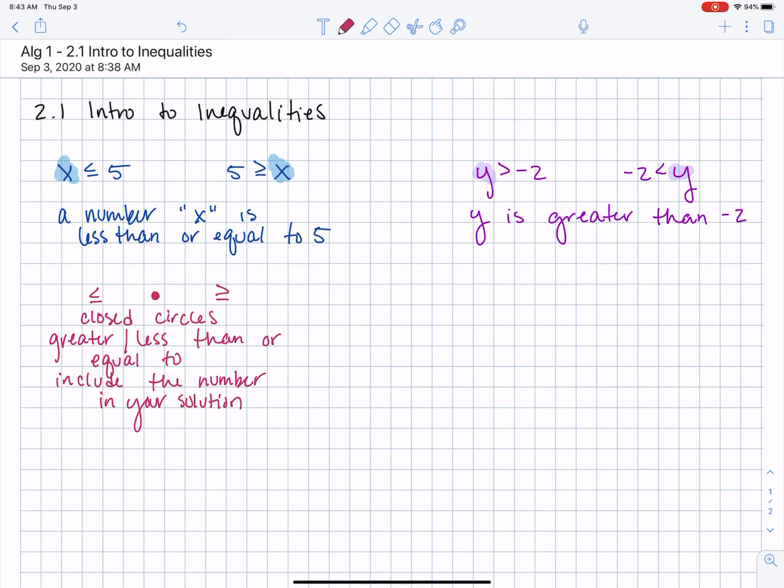For example, on this top one, x could be 5, or it could also be less than 5. So it could be 4.5, it could be 4.2, it could be -1, but it could be 5. And when we're graphing these, I'm just going to draw a number line here. I like to always put 0 and the number that we're talking about. You want to graph it with a closed circle and then draw a line in the direction that it's going. So again, this is showing that it includes all these solutions.